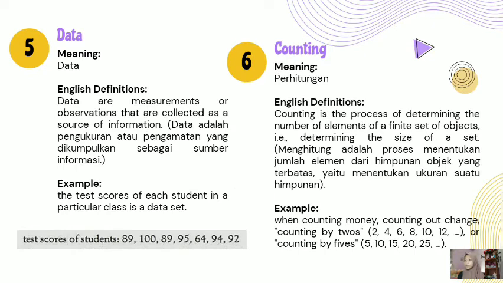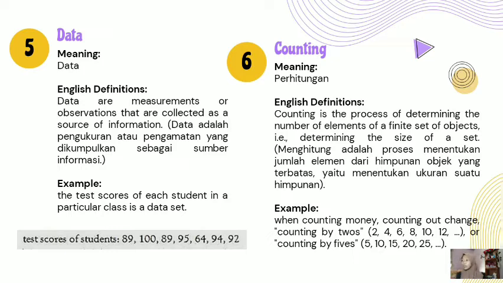Number 5, data. Meaning is data. English definition: data are measurements or observations that are collected as a source of information. Example: the test score of each student in a particular class is a data set. The scores of the students, for example, 89, 100, 89, 95, 64, 94, and 92.